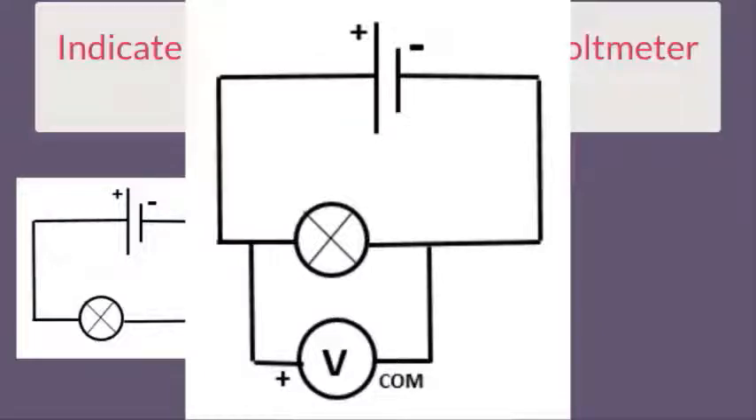It's the correct connection because the voltmeter is connected in parallel across the lamp, and the positive terminal of the voltmeter is connected to the positive pole of the dry cell and COM to the negative pole of the dry cell.